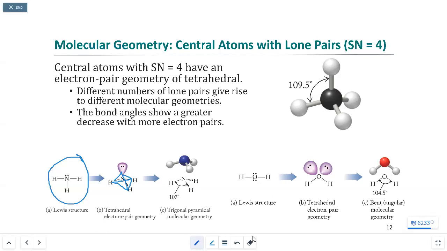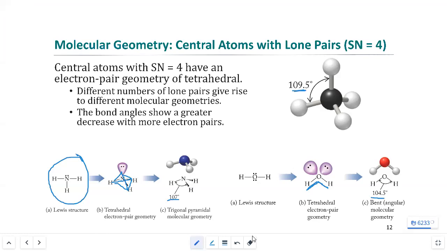Notice what happens to the bond angle as well. In tetrahedral, bond angle is 109.5. Here for the ammonia, it's 107. For water, same thing. But now I have two lone pairs instead of just one. So all that's left is this angular shape here, which again, we call bent. What happens to the bond angle? Well, it shrinks some more, 104.5 in the case of water.